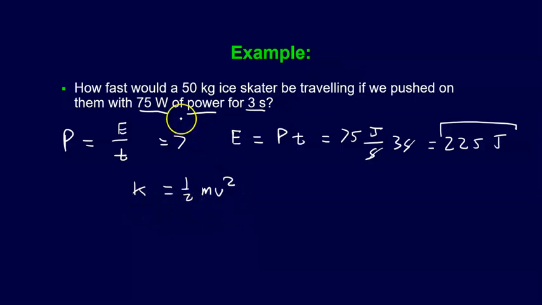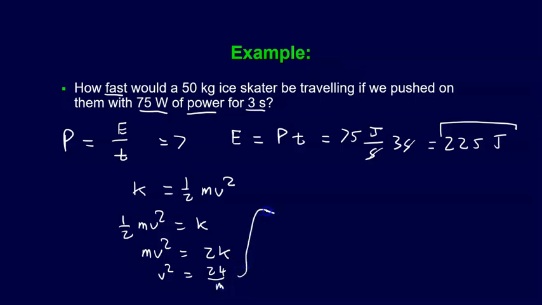And what are we trying to find? We're trying to find how fast. So we're trying to solve for this velocity here. And so what I'll do is I'll take this equation and write it out like this. So 1/2 mv squared equals the kinetic energy. And then I'll go through and try to solve this. So the first thing I'll do is multiply both sides by 2. So I get mv squared equals 2K. And then I'll divide both sides by the mass. So I get v squared equals 2K divided by m. Then I'll take the square root. So it's going to be the square root of 2 times the kinetic energy divided by the mass.